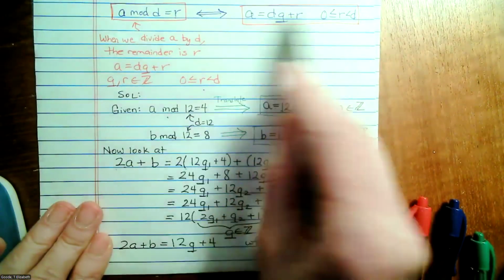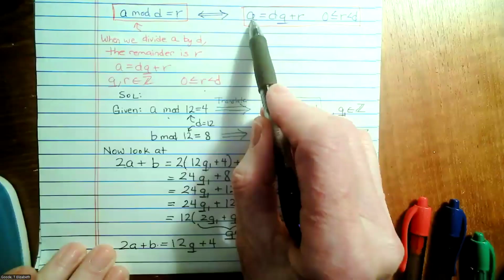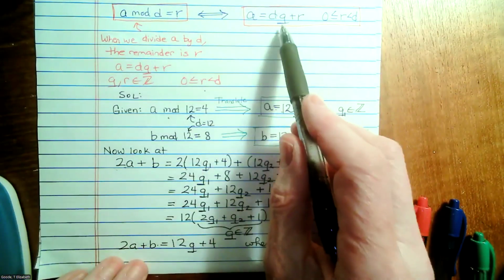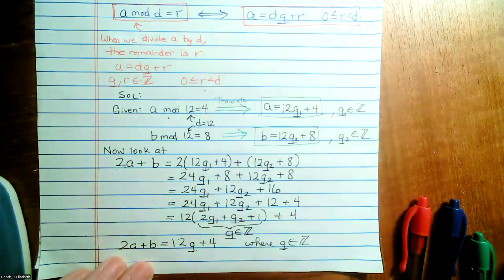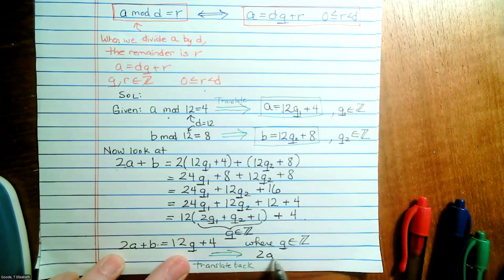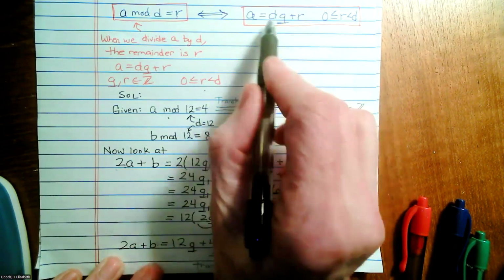Well, look at our translation. Instead of A, we're looking at 2A plus B. It's 12, that's our divisor, times Q plus the remainder 4. So we translate back. And this means that 2A plus B mod 12 is equal to this remainder 4, because here's the divisor 12 that was pulled out.